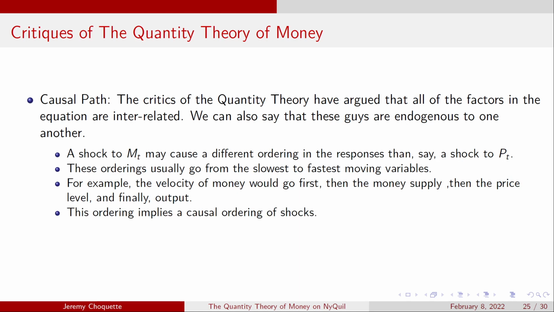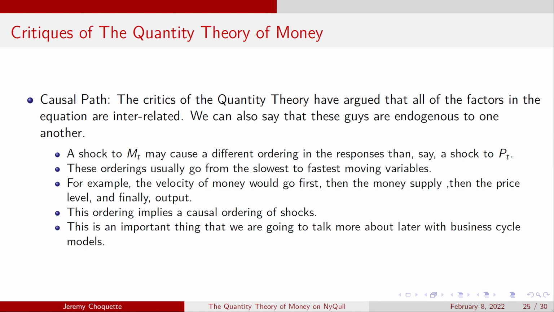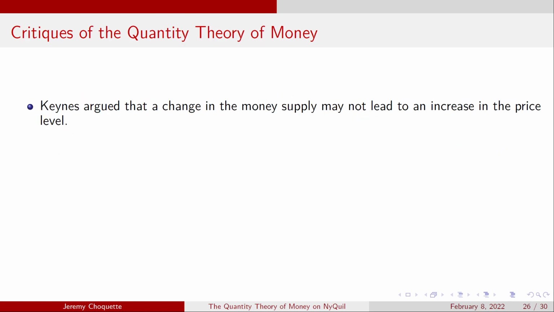That ordering implies a causal ordering of shocks, right? Now, this is important when we talk about various business cycle models a little bit later in the course. But this causal path is kind of like, okay, well, what came first, the chicken or the egg type question, right? That's what's known as the causal path. And like I said, we'll get a little bit more into this and causal inference when we talk about business cycle models. But yeah, I'll leave it there for now.